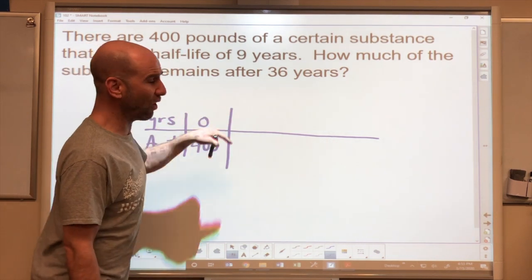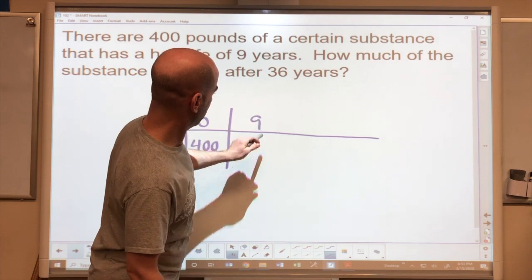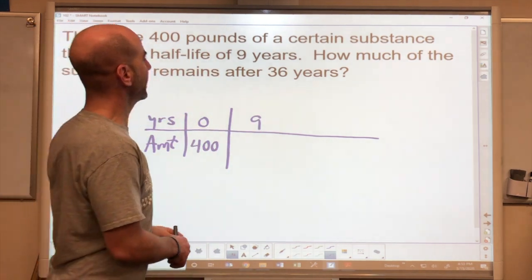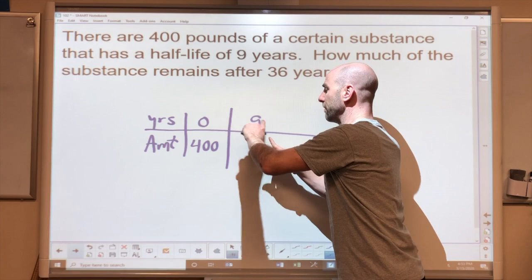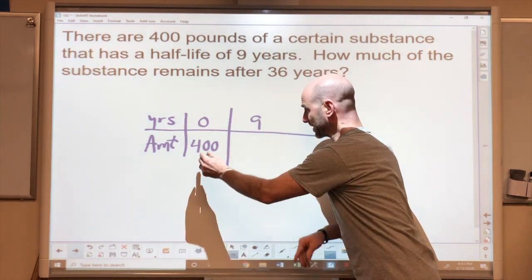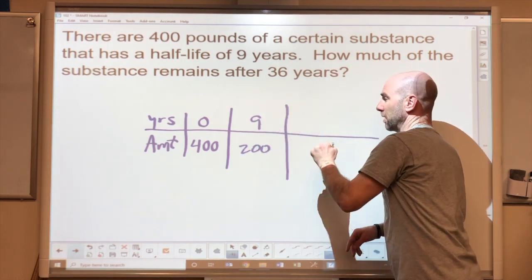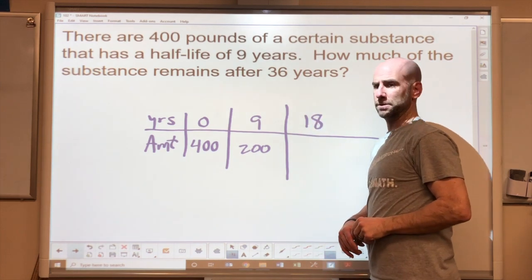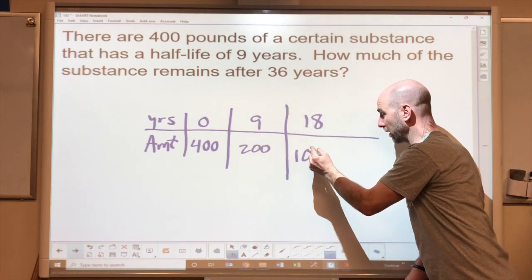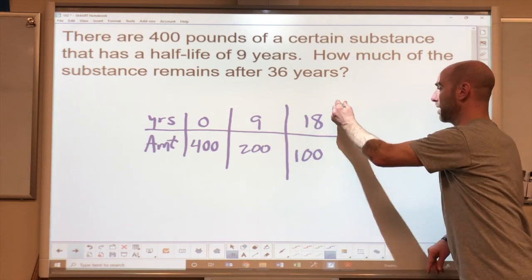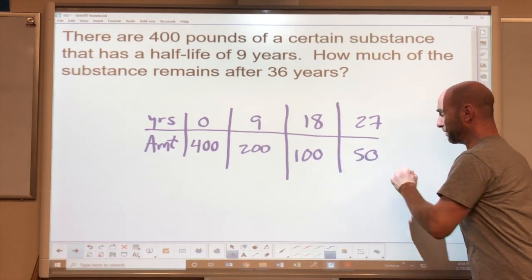Okay, now, jump forward 9 years because that's the half-life. So based on our situation, the substance has a half-life of 9 years, meaning in 9 years, half of this is going to decay. So how much is left over? 200 pounds. How much are you going to jump here? Up 9 years. So in 18 years, how much is left over? 100 pounds. Jump an additional 9 years. How much left over? 50 pounds.